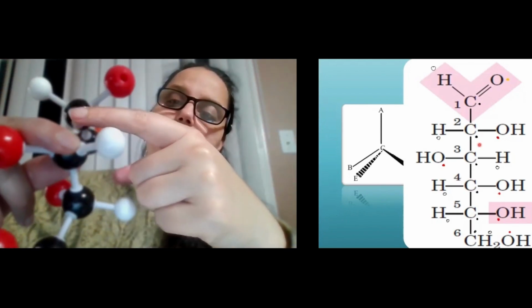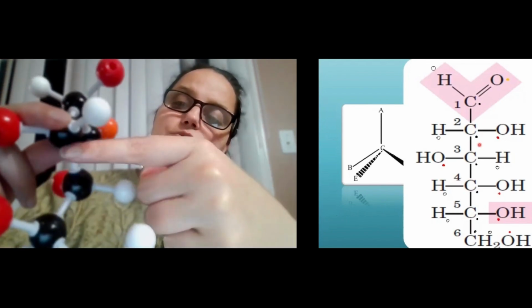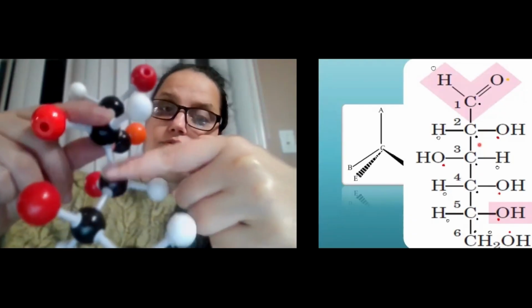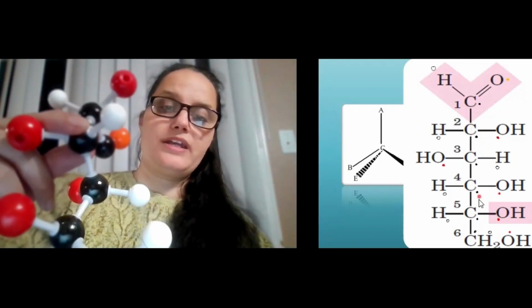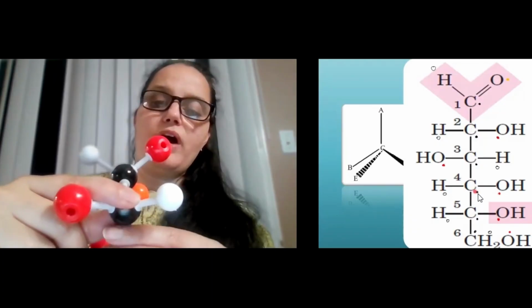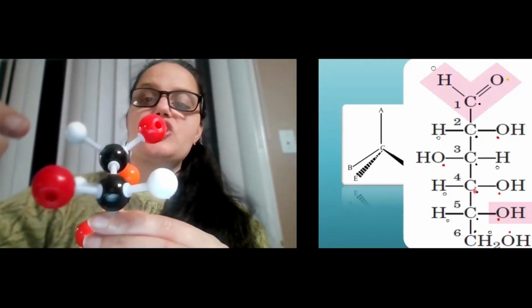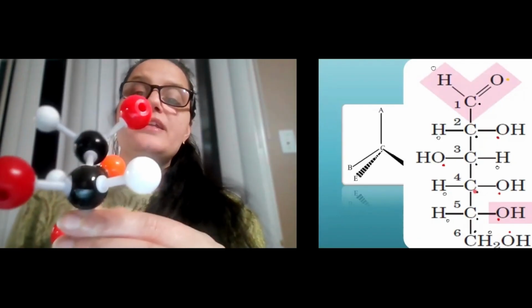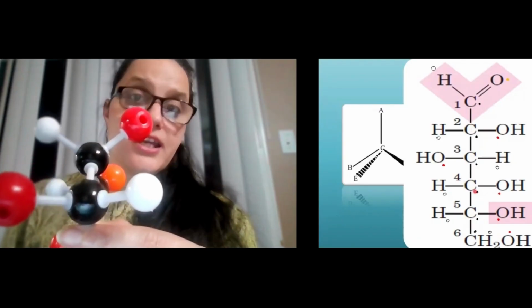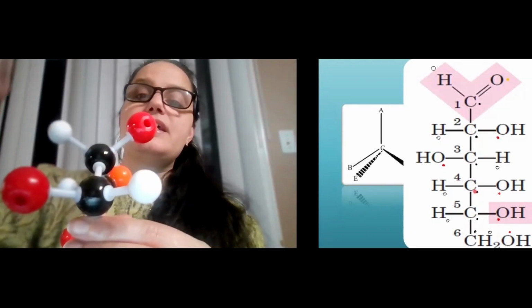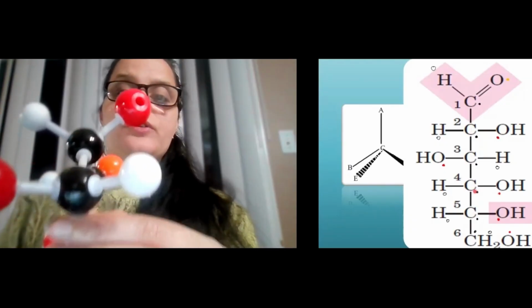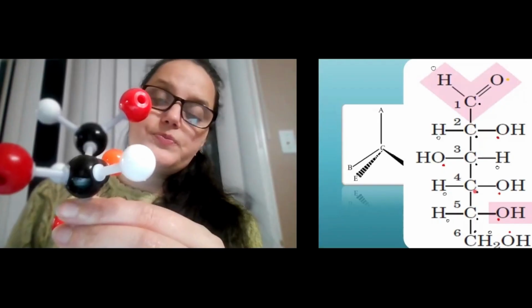So this carbon number 2 is pointed away from the observer, just like this carbon number 4 over here. While these two groups on carbon number 3, one is H and the other is OH, are again going out of the plane, but they are pointing towards the observer, pointing towards you.